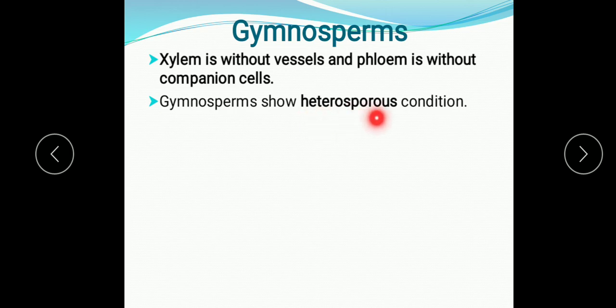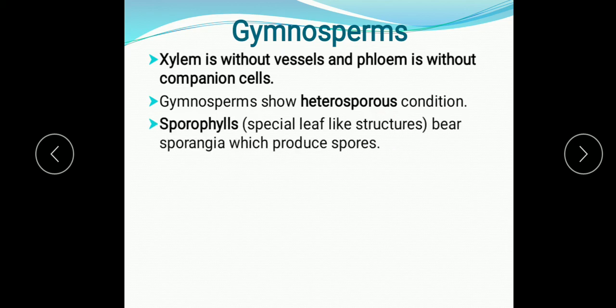Gymnosperms show heterosporous condition. As you remember, I explained homospory and heterospory. So gymnosperms show the heterosporous condition, where they produce two types of spores, microspores and megaspores. These spores are produced in sporangia, and these sporangia are formed on the leaf-like structures known as sporophylls.